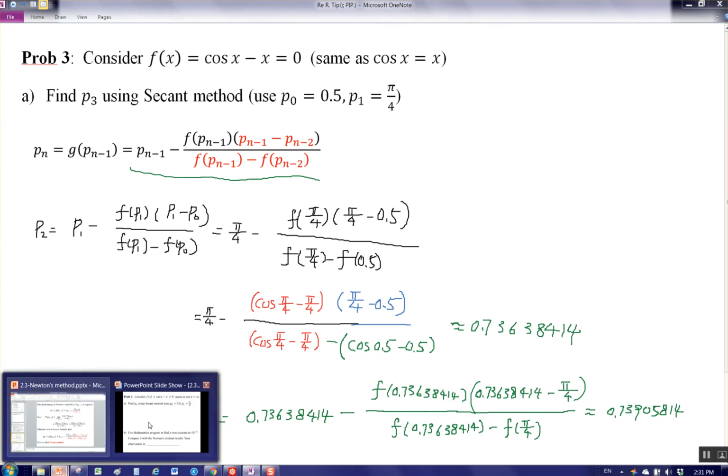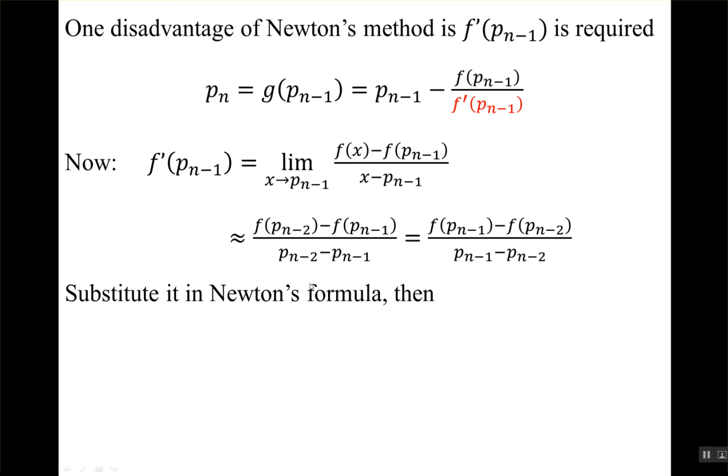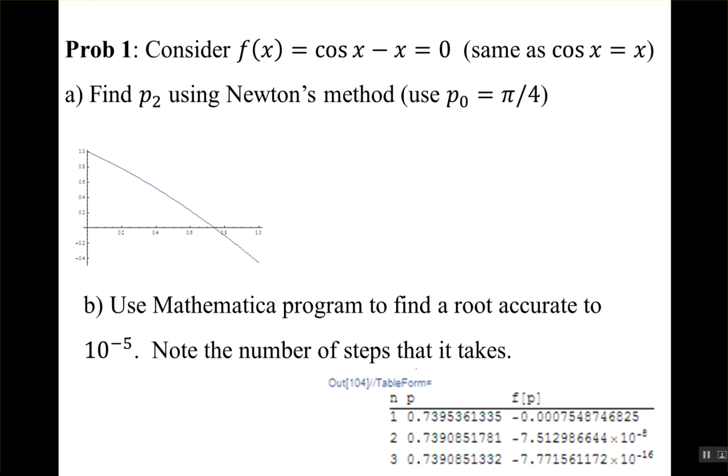Now next we are going to use a Mathematica program to find a root accurate to 10 to the negative 5, and then compare this with Newton's method's result. Previously when we ran Newton's method, this is what we have. For the same problem, it took 3 steps to achieve this accuracy. What about the secant method?